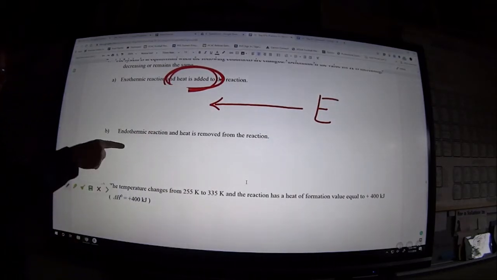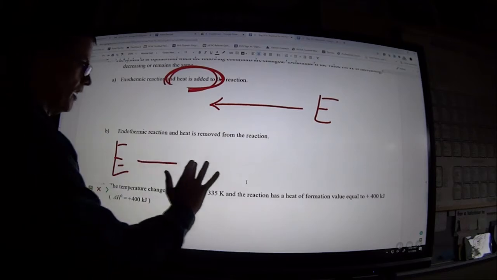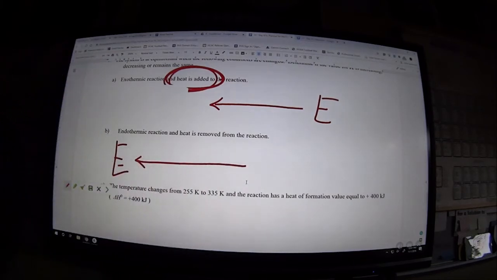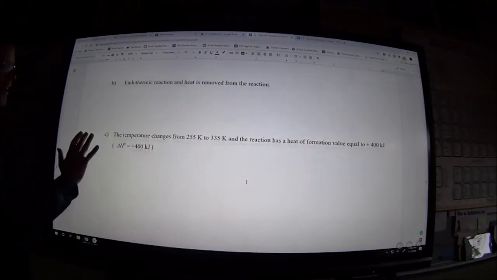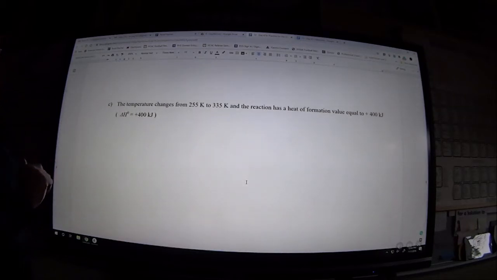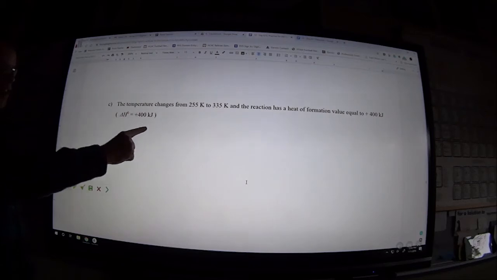All right, endothermic, left or right? Left. Heat is removed. So is K going up or down? K is going down. Sorry. So the temperature is increasing, but let's start on the endo or exo.